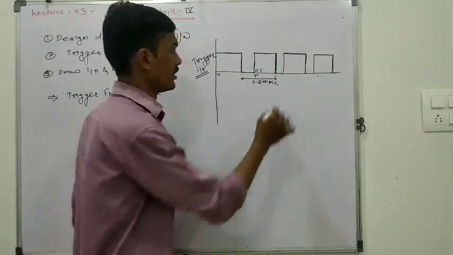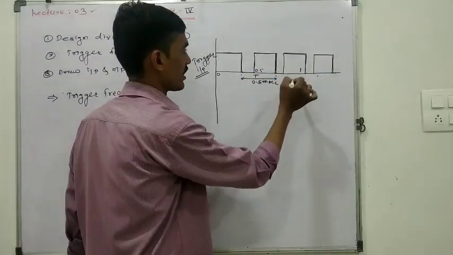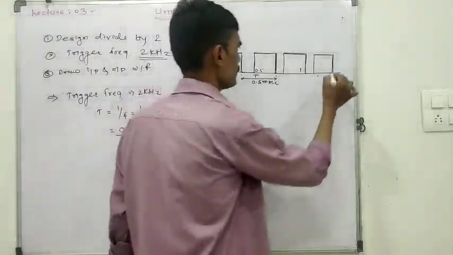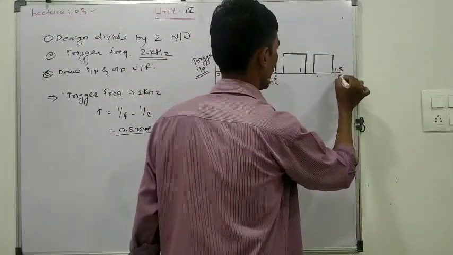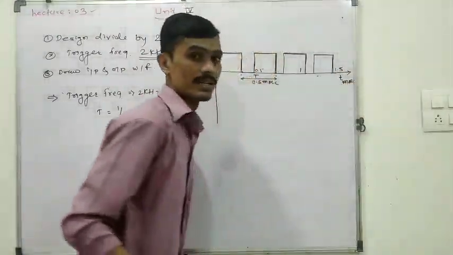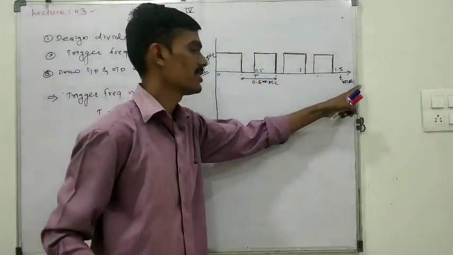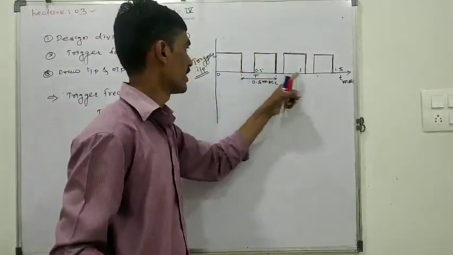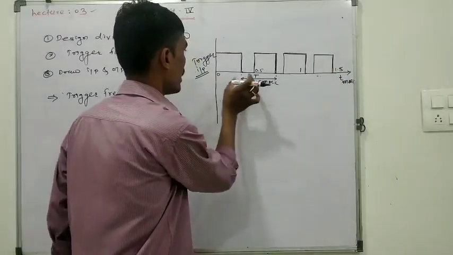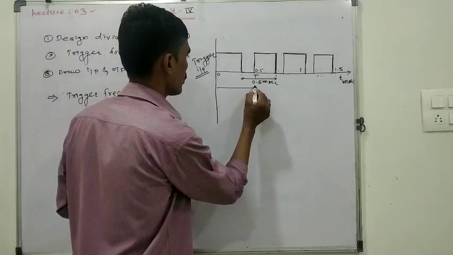Then it is 1 millisecond. Then it is 1.5 millisecond. This is on time, so on the x-axis is time, and it is in millisecond. So it is 0.5 millisecond, 1 millisecond, and 1.5 millisecond. I am considering the total cycle t. Either you can consider this as a total t.